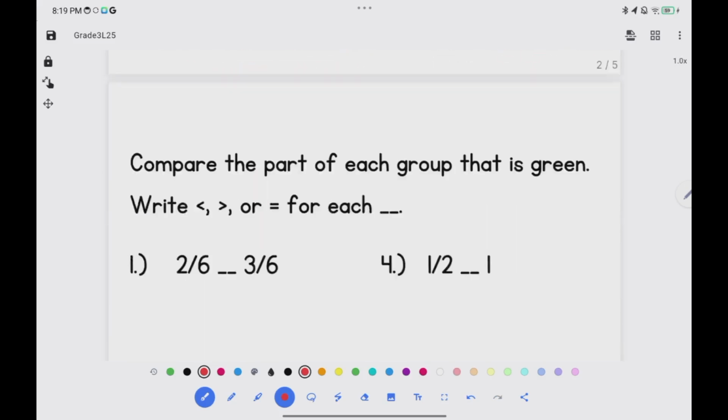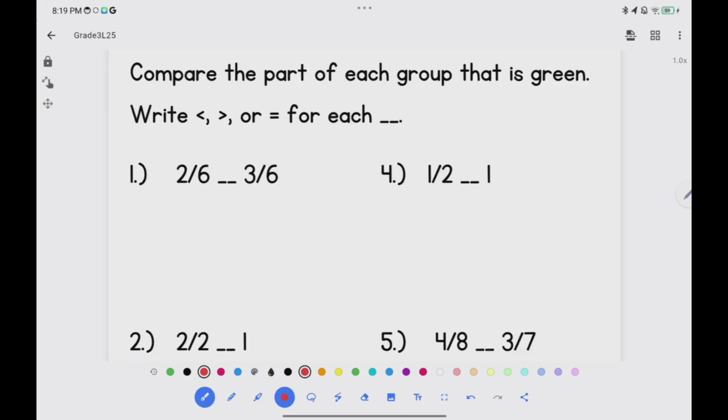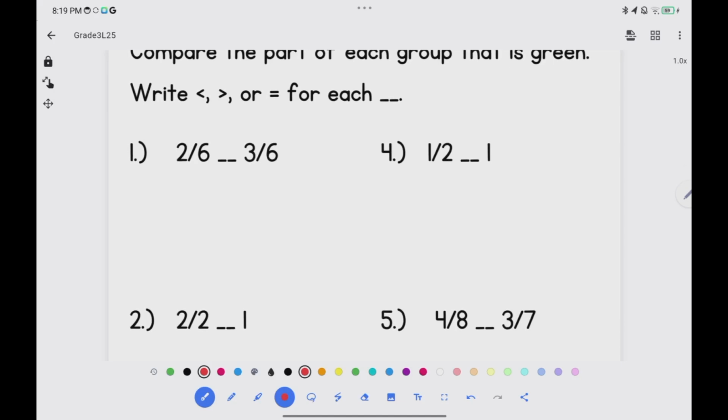Alright. Compare the part of each group that is green. Man, who made these? Anyway, write less than, greater than, or equal to for each fraction, basically.